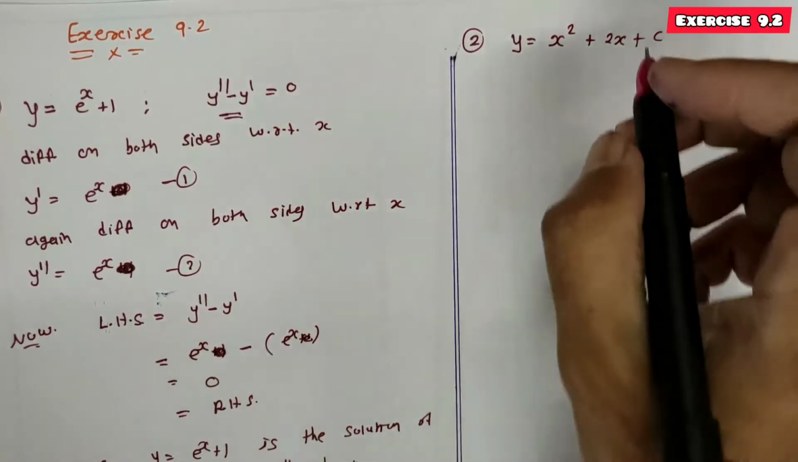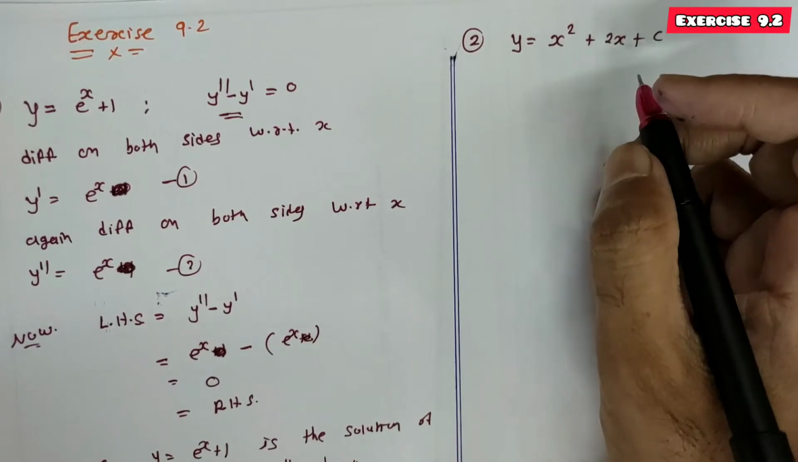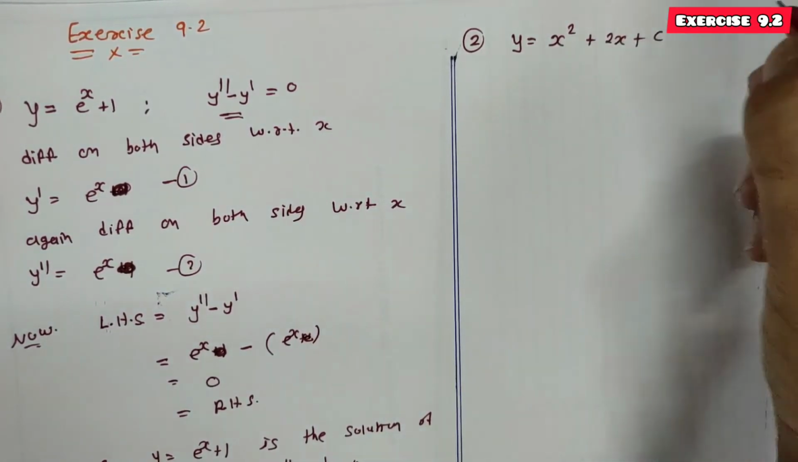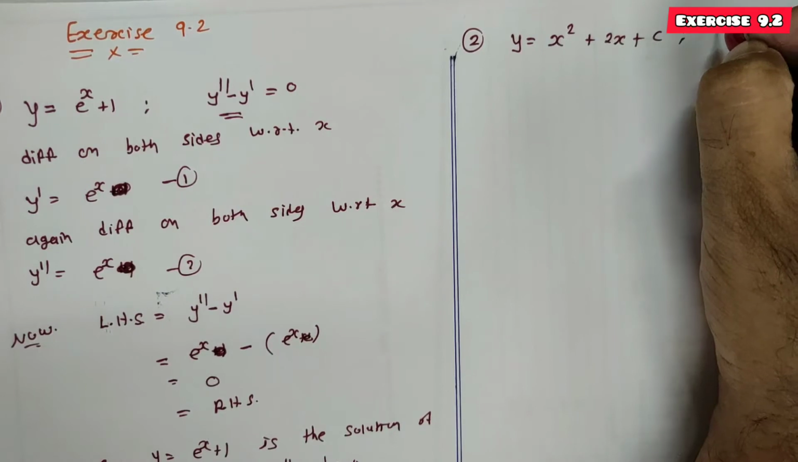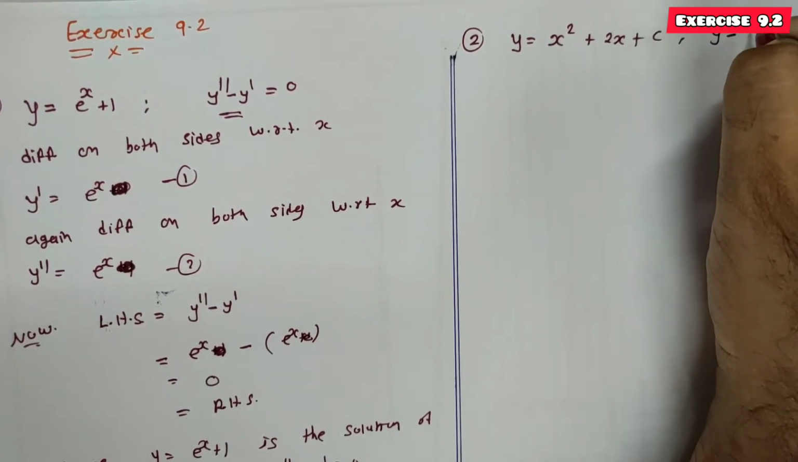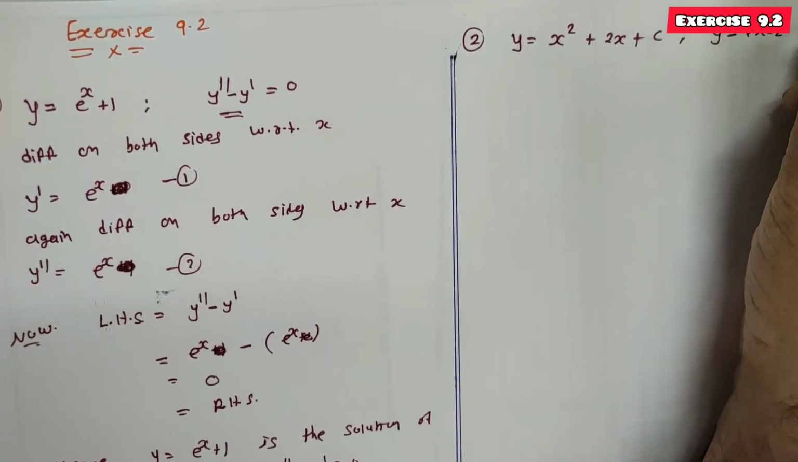Very good, thank you. So the given value of y is x square plus 2x plus c, and here the differential equation is y dash minus 2x minus 2 equal to 0.